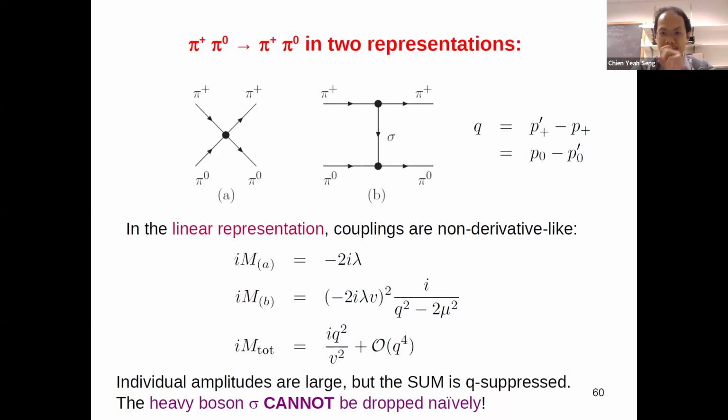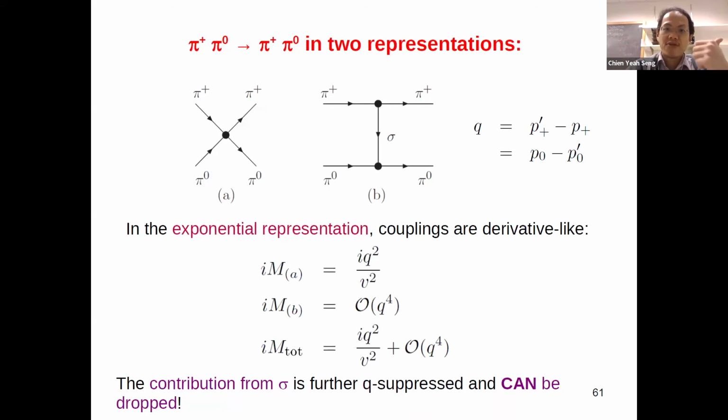On the other hand, if you start with the exponential representation, then you find that things are simpler because the contact interaction between the pions gives you a momentum suppressed result. Whereas the terms which involve the exchange of the sigma will give you an even more suppressed result, which is q to the power 4. Therefore, you can actually disregard this term when you are only interested in a precision up to q squared.